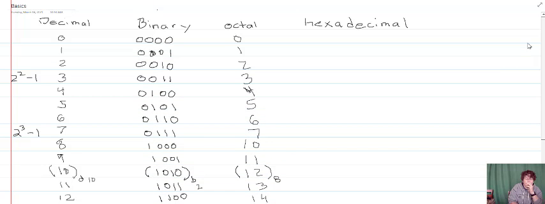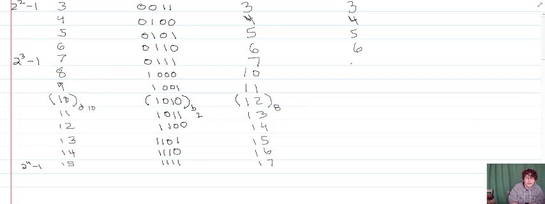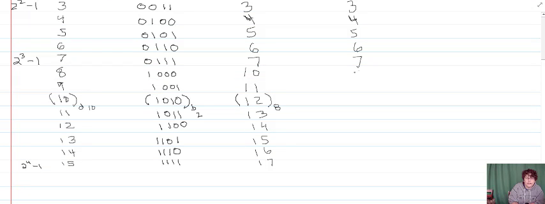Okay, so now let's get to hexadecimal. Hexadecimal is going to have 16 digits. It turns these binary numbers of 4 digits into just 1 digit. So these numbers are 0, 1, 2, 3, 4, 5, 6, 7, 8, 9, and now we're out of our regular digits.